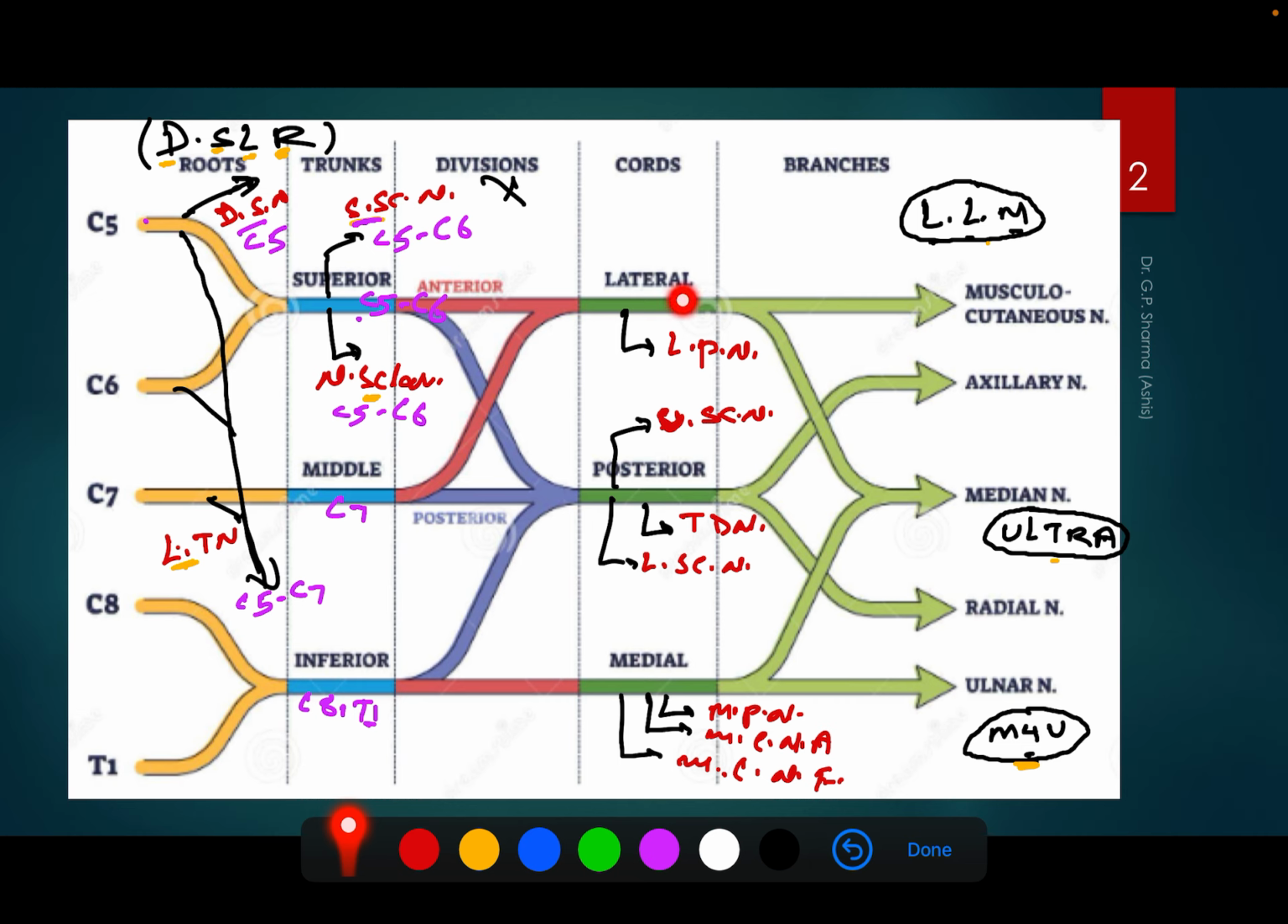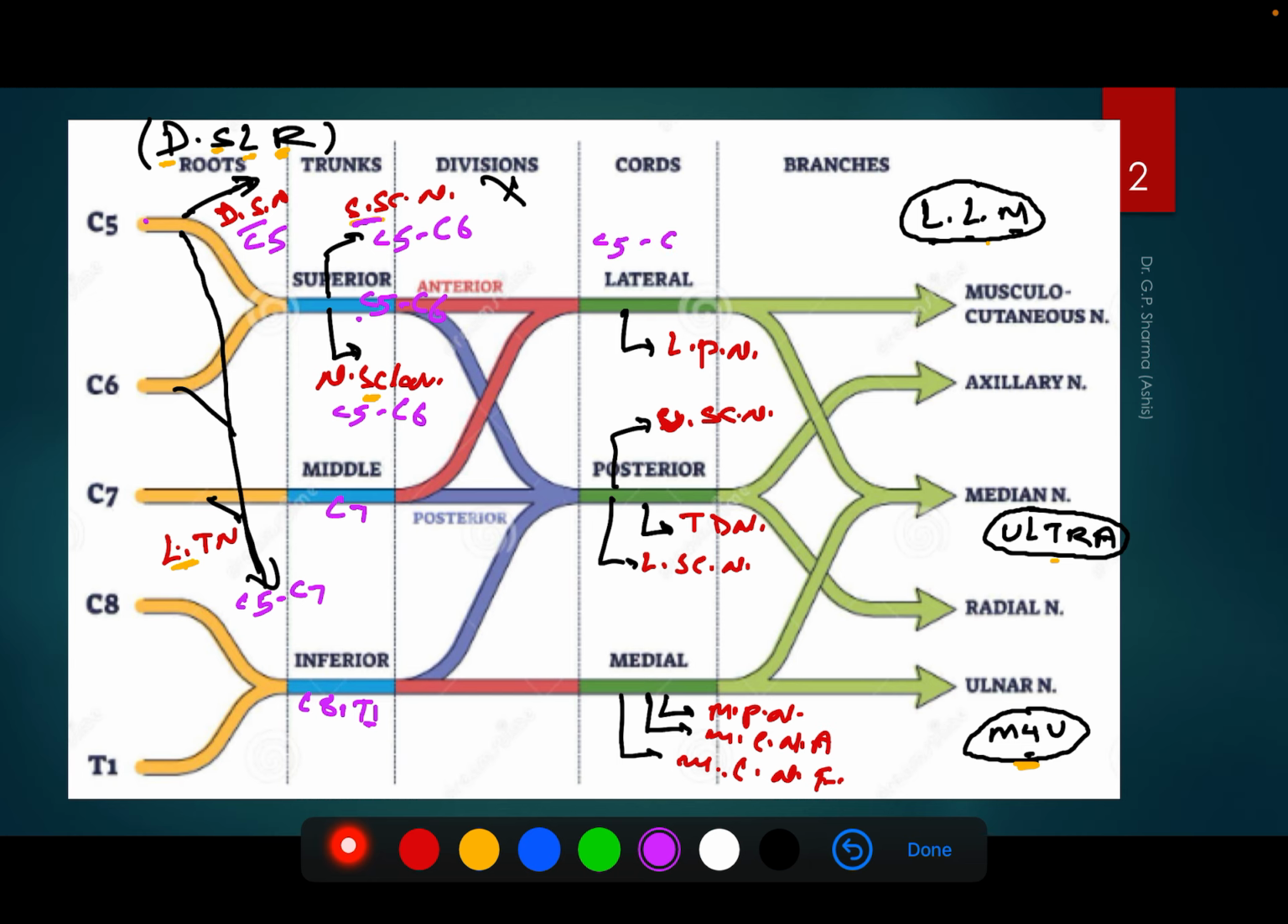Let's go to the cords. For the formation of the cords, let's see. This cord is my lateral cord. This lateral cord has this division coming from C7, and this division follows C5 and C6. So this cord should have the root values C7, C5 and C6, right? So this is my what?